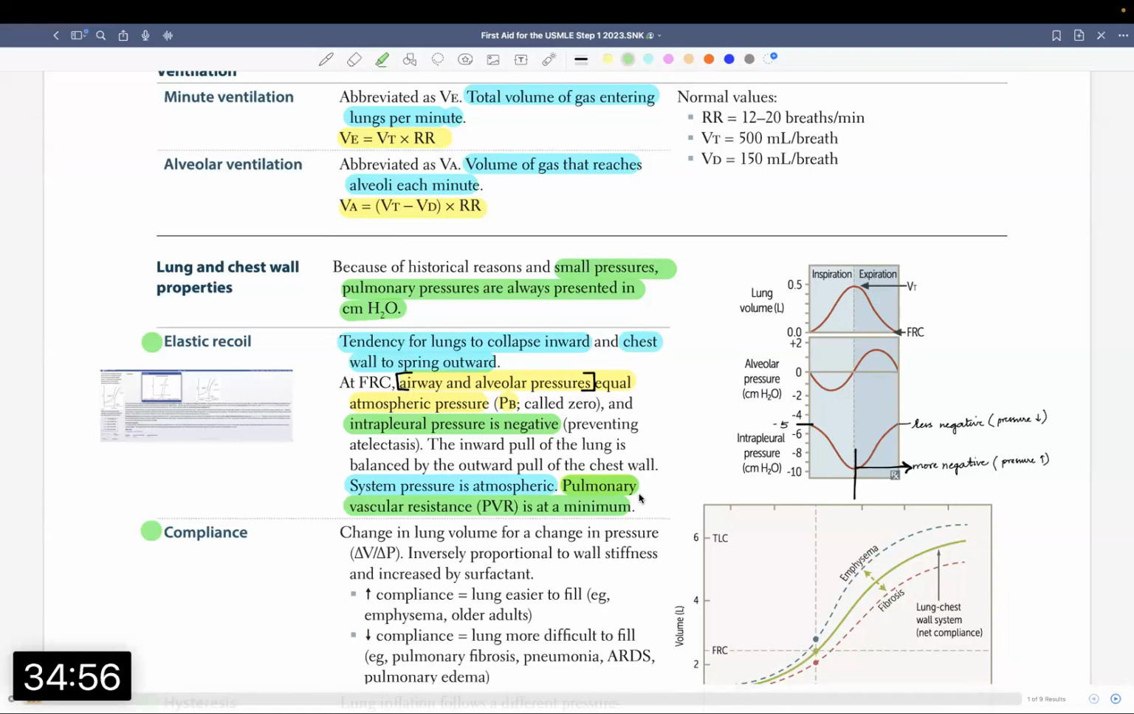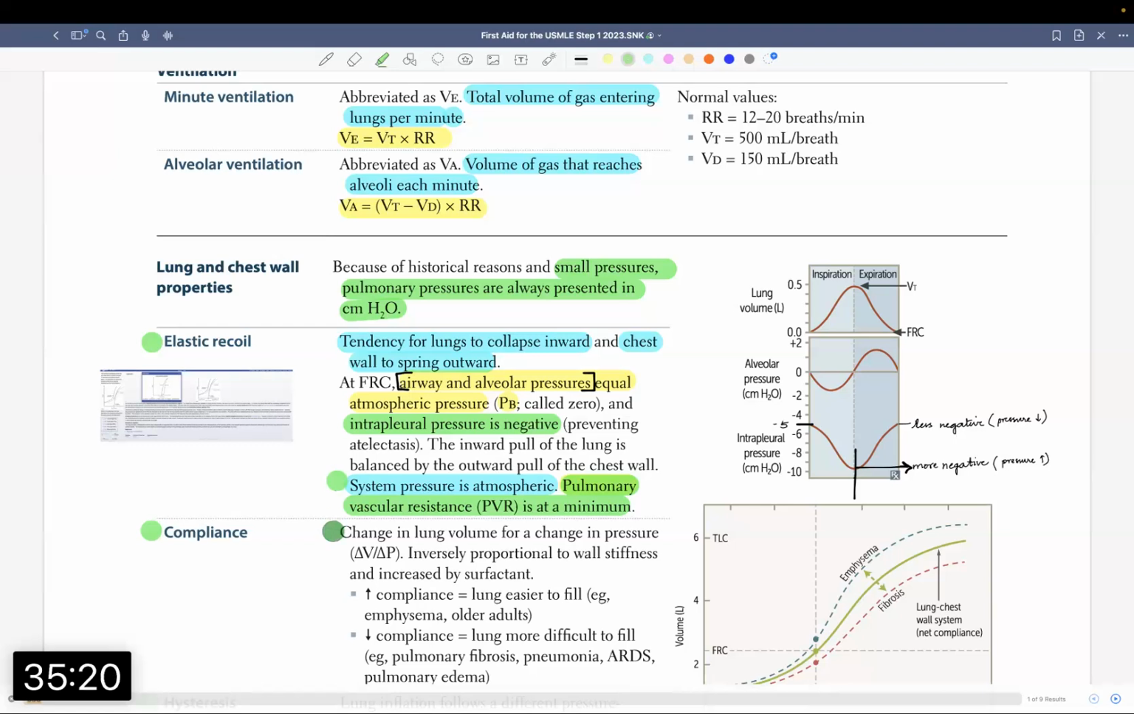Okay. First, second, and third. System pressure is atmospheric, meaning zero, because we said this is equal and this is zero. So the whole system pressure is usually zero at elastic recoil. It has to be zero. I think that's what they're saying. But anyway, this is a requirement. So system pressure is atmospheric, and the pulmonary vascular resistance is at a minimum.